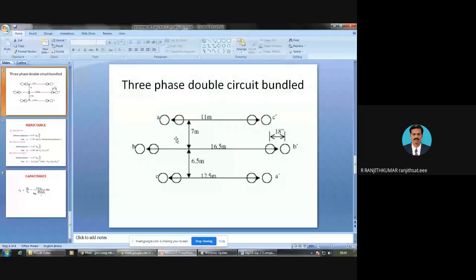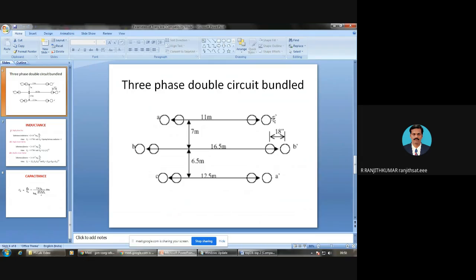So this is a double circuit bundled conductor. Each phase has two conductors. The problem which we are going to see in our experiment is also exactly the same arrangement. A transposed line we are going to see. A, B, C, and if you see for the transposed line, A dash, B dash, C dash is in the reverse order.